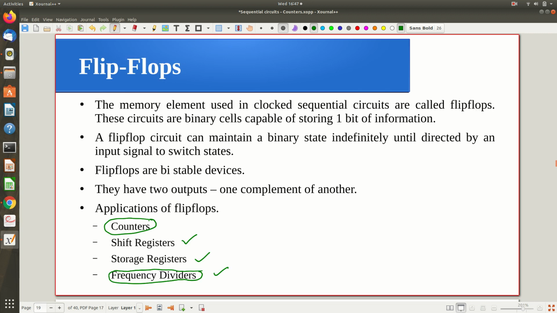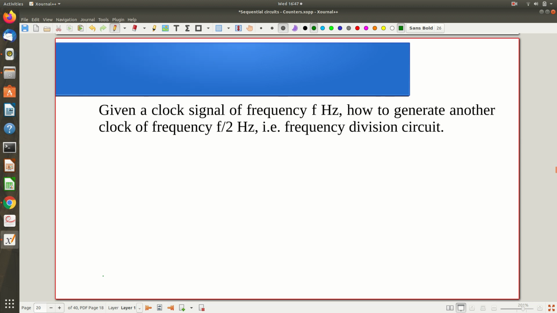So let's start with the frequency divider, how a flip-flop acts like that. That concept is what we are trying to see here. Given a clock signal of some frequency f hertz, how do we generate another clock of frequency f by 2 hertz? That is the question. I have a clock, and what about its frequency?